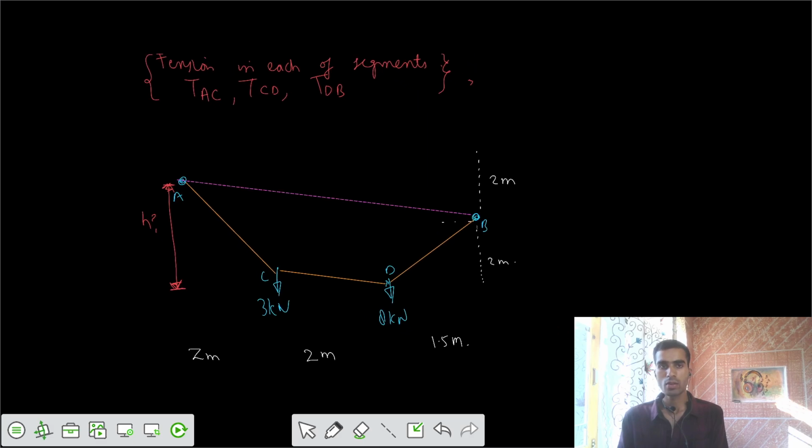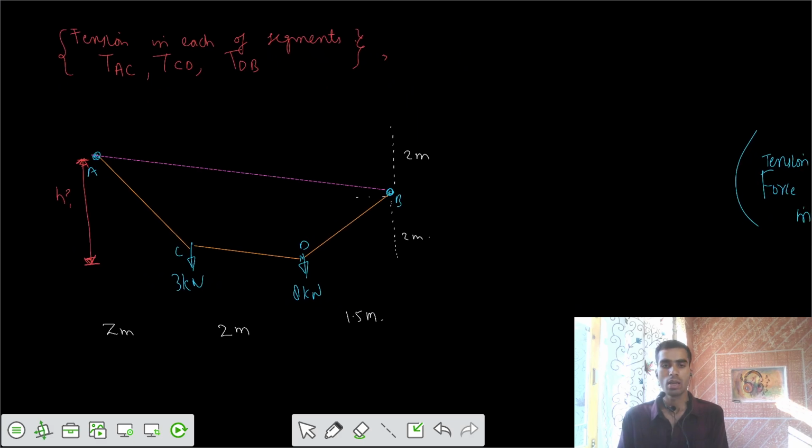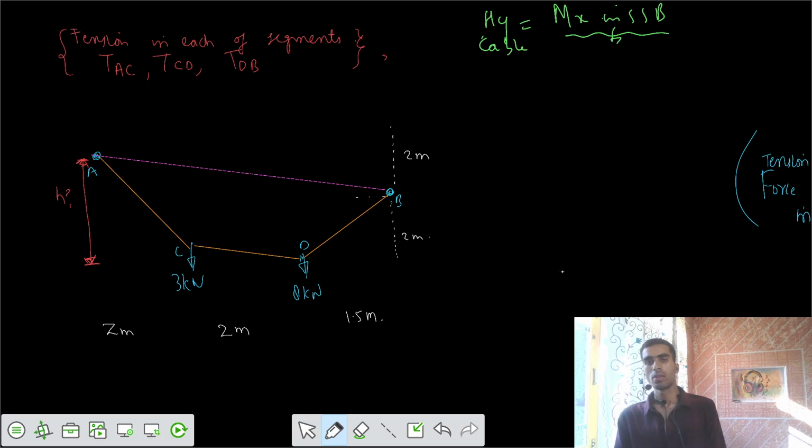So how can you solve this problem? Based on the general cable theorem, which says Hy equals the bending moment at any x in the simply supported beam. This is for the cable, and this is for the bending moment in the simply supported beam. So this is the one result we have. For that bending moment at any x, we need the reaction, let's say reaction A or reaction B. You can go from either side.